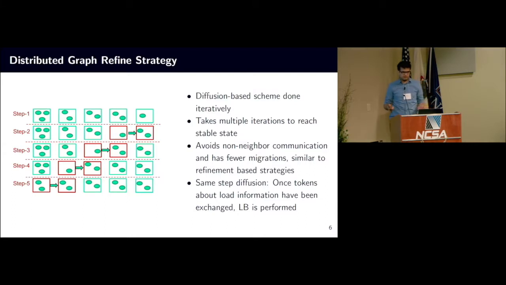So it's a diffusion-based scheme. It happens iteratively. It goes through multiple iterations to find the stable state. One key thing is that we avoid non-neighbor communication, so we know that everything we do is basically going to be one hop away. And we do same-step diffusion. Once the tokens have been exchanged, we perform load balancing and move on to the next step of the algorithm.